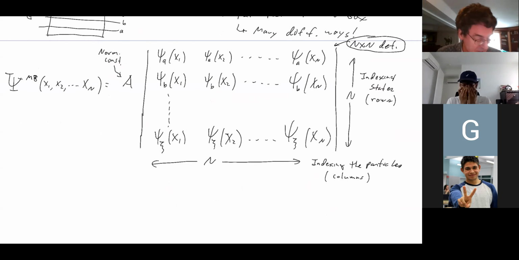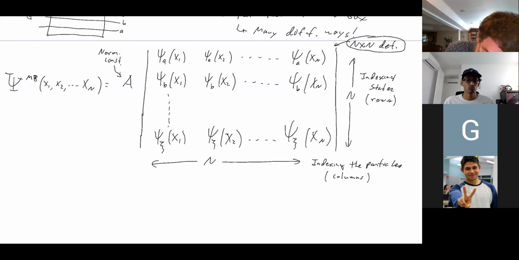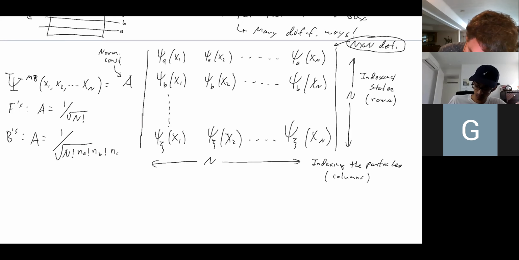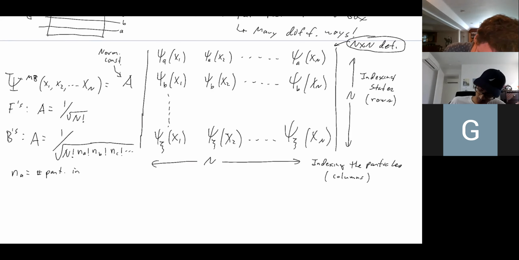So this is actually used a lot in quantum mechanics. But the normalization constant is tricky. For fermions, the normalization constant is easy. It's just 1 over square root of n factorial. But for bosons, it's trickier. Then the normalization constant is 1 over square root of big N factorial times little n_A factorial, little n_B factorial, little n_C factorial, etc., where n_A equals the number of particles in state A, and n_B equals the number of particles in state B, etc.